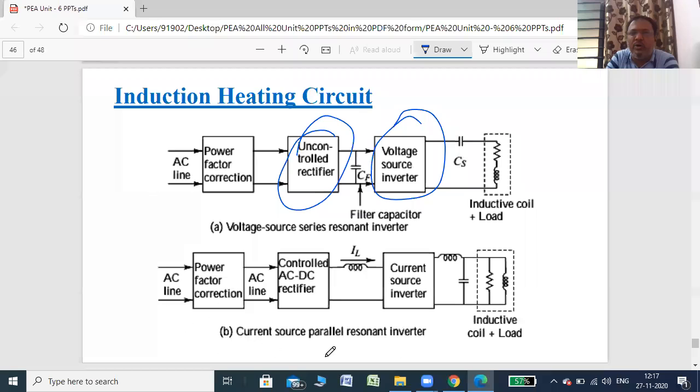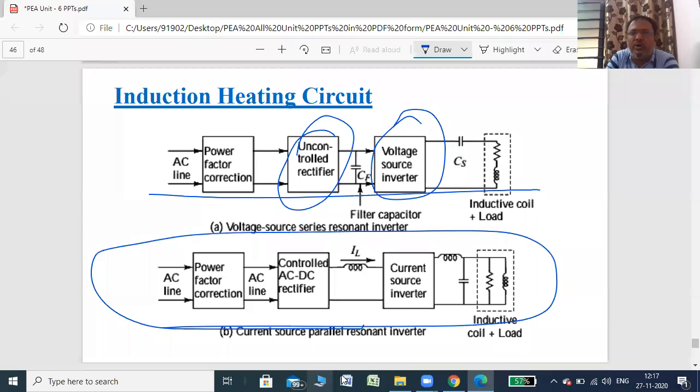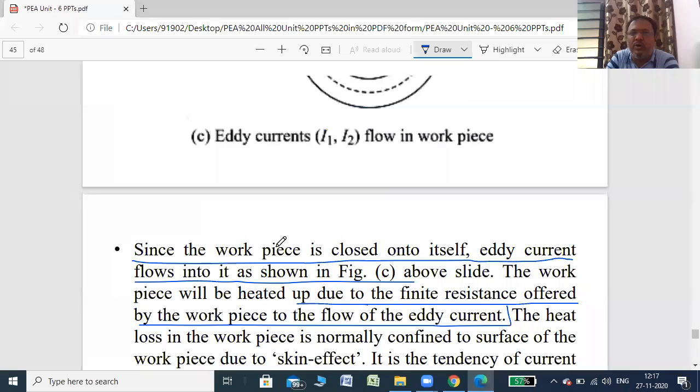The second type is the resonant inverter. The same type of circuit is used in electronic ballast, right? In electronic ballast, the output is simply given to the fluorescent lamp. Here the output of this particular inverter is given to a coil or maybe a metal piece, so that the metal piece gets heated. So the circuit is very similar to the electronic ballast. Any one type of circuit, this one or this one, will be used in induction heating.